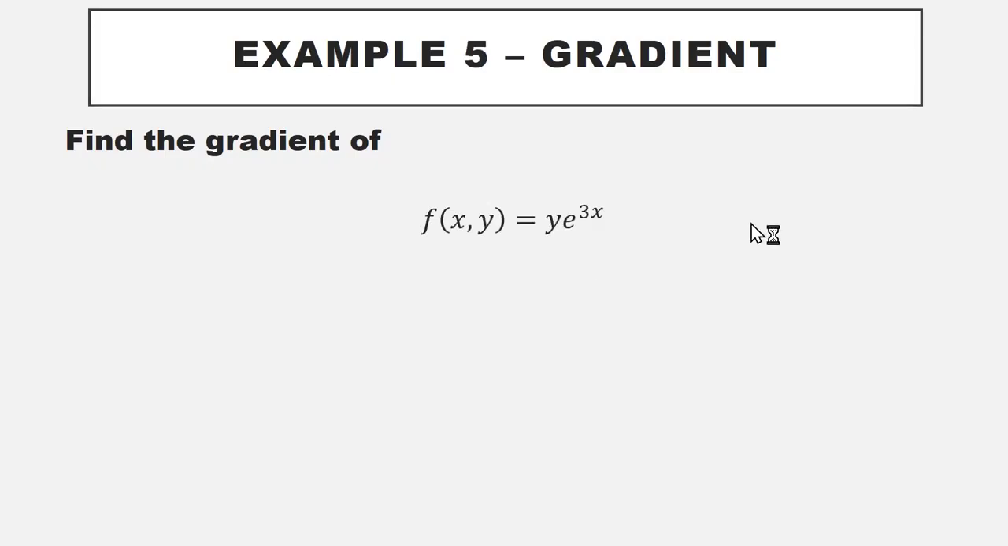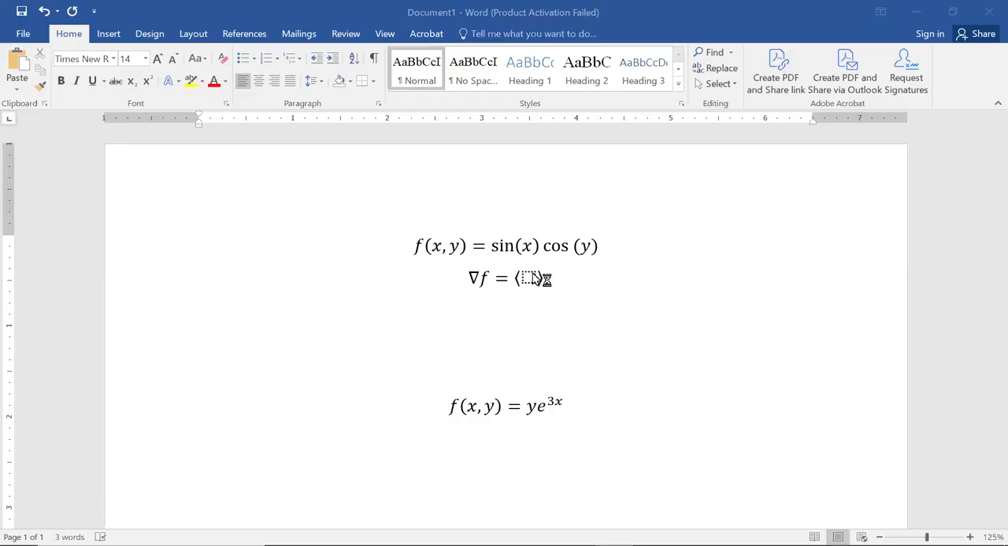The next one I'm going to take and find the gradient of another function, y times e to the 3x. So we'll do both these functions at once, both example 4 and example 5 without flipping back. So example 4, the function is sine x times cosine y. Example 5 is y times e to the 3x. Let's look at both of these. So we'll start with my first function here, sine x cosine y.